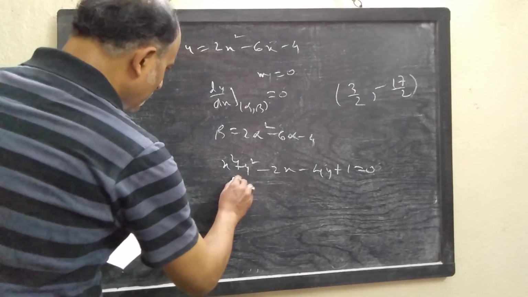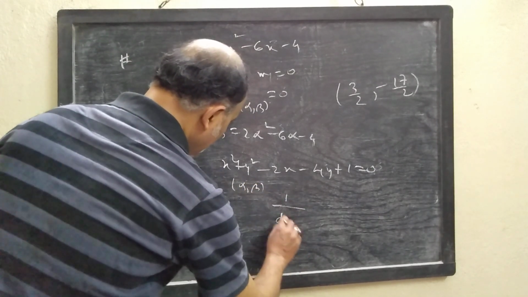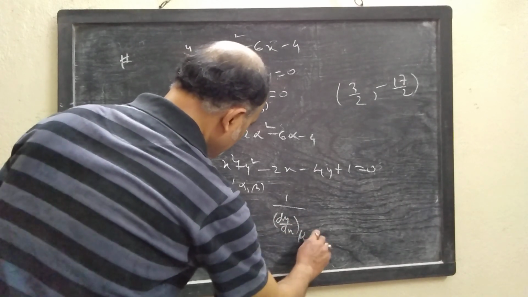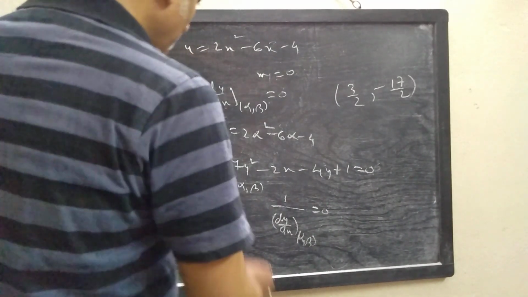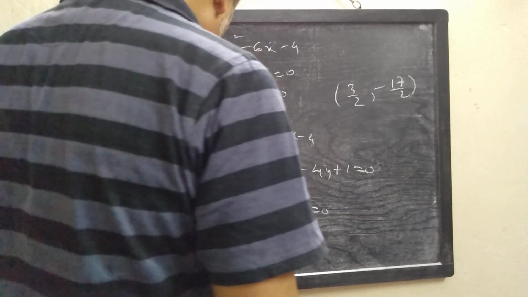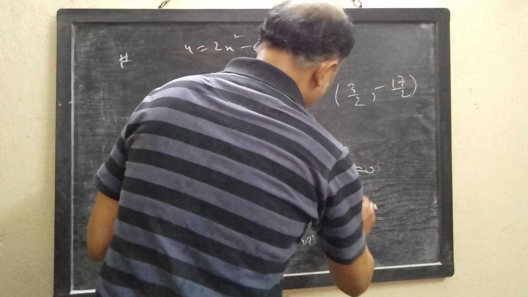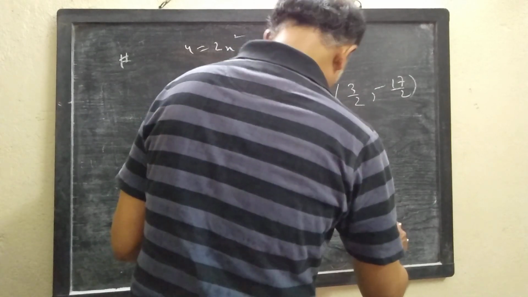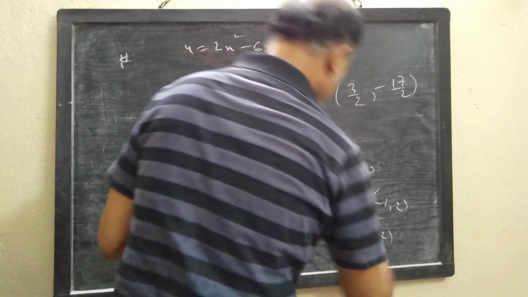So, if you take the point as (alpha, beta), your condition will be 1 by dy/dx at (alpha, beta) will be 0. Applying this condition, we get one equation. Another equation will be obtained as (alpha, beta) lies on this curve. Solving those two equations, the required points will be (minus 1, 2) and the other point will be (3, 2).